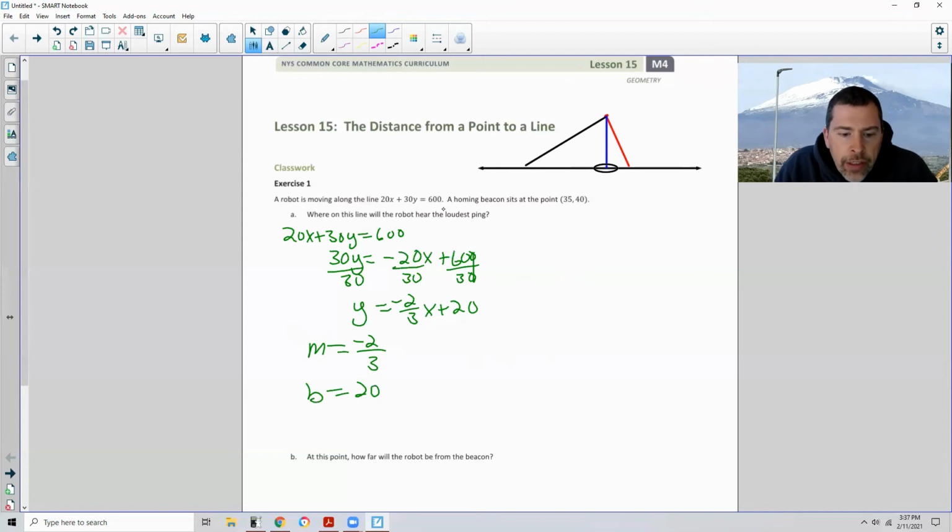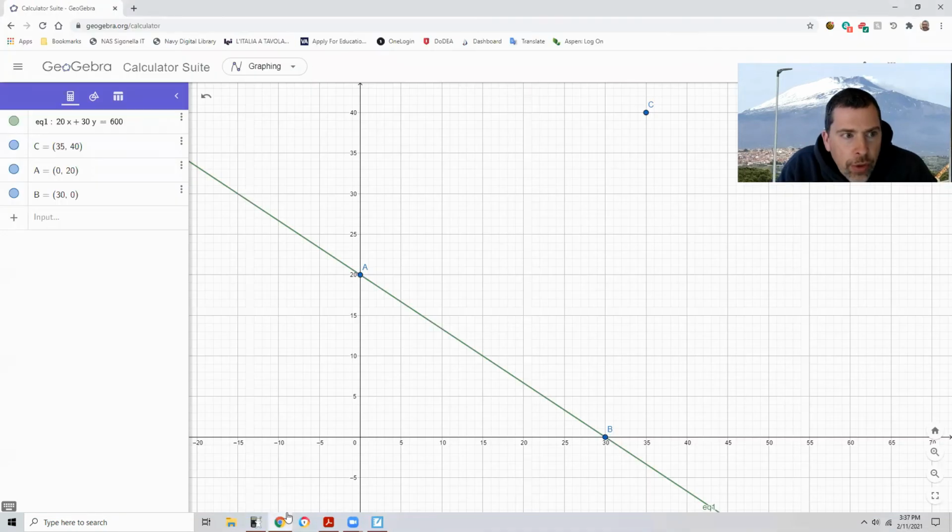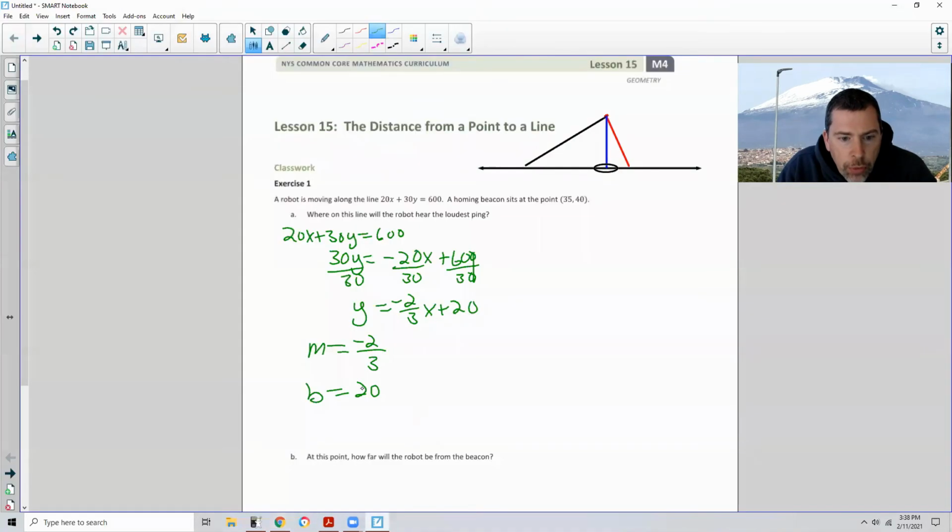Well, the other way I could do this, actually I've graphed this in a website called GeoGebra, so let's go over there. So as you can see over here, I have the equation 20x plus 30y equals 600. I left it in standard form. And here it is. And notice my equation, when I converted it to y equals mx plus b, slope-intercept form, it's right here.